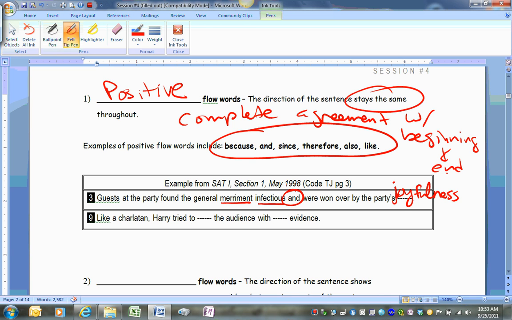Anything positive. So, because we see a positive word here, we expect something positive over here. The word and gives us a huge clue. Okay, 9's a little tricky. This actually came from an old SAT exam, so number 9 was the last one. So here's your positive flow word. Like. Charlatan is a keyword. We'll come back to what that is. He tried to blank the audience with blank evidence.